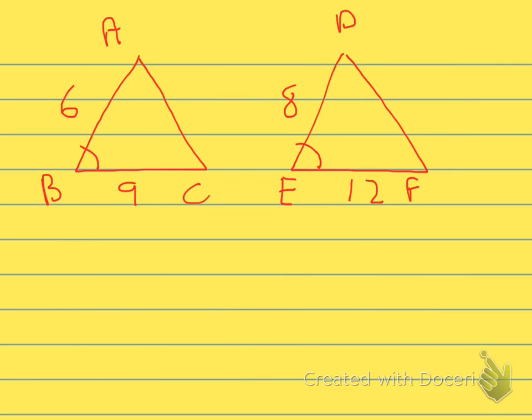In this example, I only have one pair of angles, so it can't possibly be angle-angle for my reason. I don't have three sides, so it can't be side-side-side. My only chance is for side-angle-side.